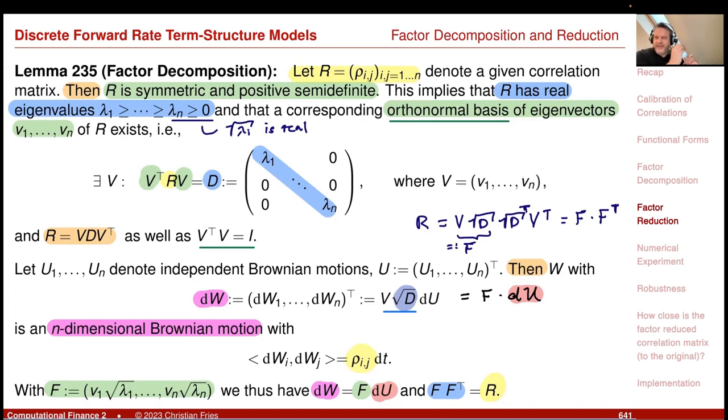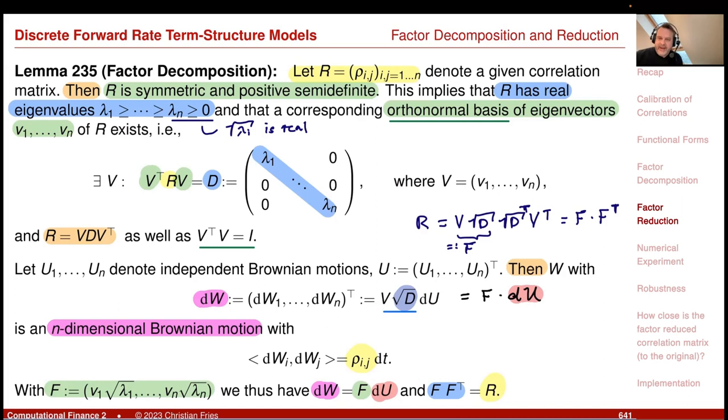So the elements of the vector v describe how each forward rate is moving. Is it moving up or down? Is v1,1 a plus 1, and is v1,2 a minus 1? Then one is moving up, the other is moving down, if the random number we generate here, the dU, is positive. Otherwise it goes exactly in the opposite direction. So that one moves maybe up and that one moves down.